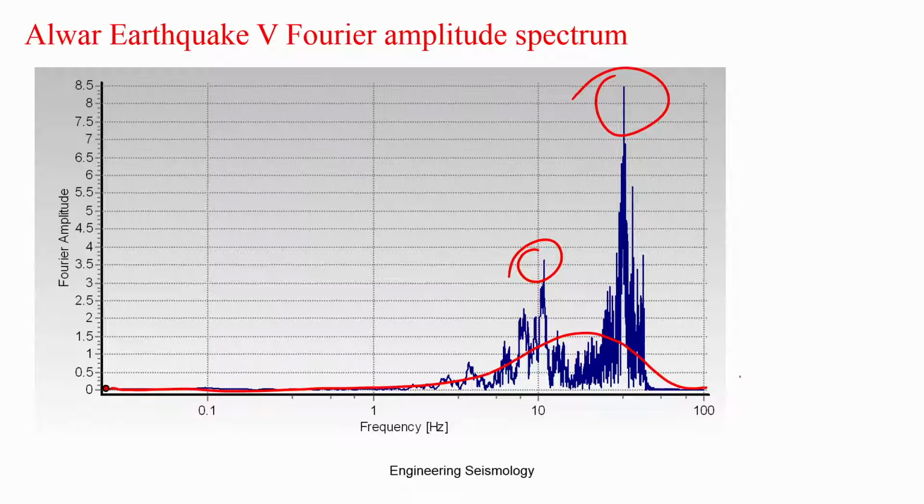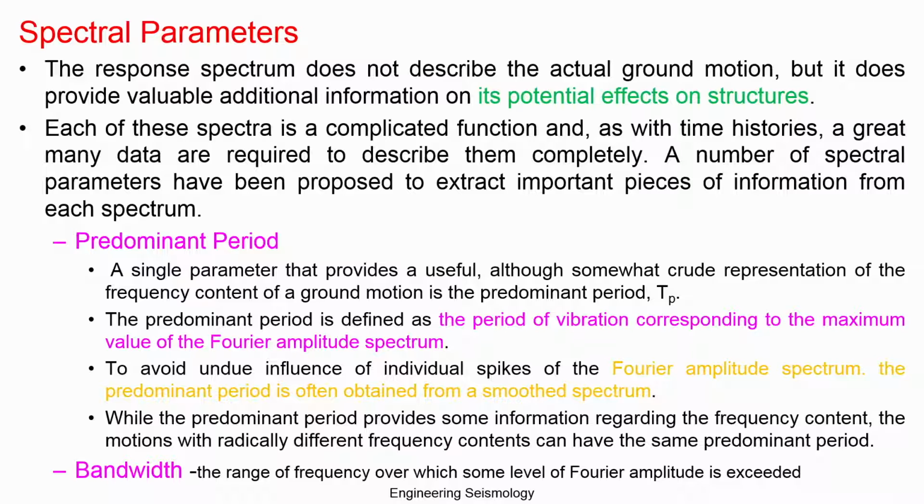When you plot this again, as I told you, 1 by 100 is 0.01, and you get the spectral acceleration like this. This is a response spectrum. This Fourier spectrum has different applications, and different spectral parameters can be derived from it. The response spectrum does not describe the actual ground motion, but it provides valuable additional information on the potential effect on the structure for the given input.